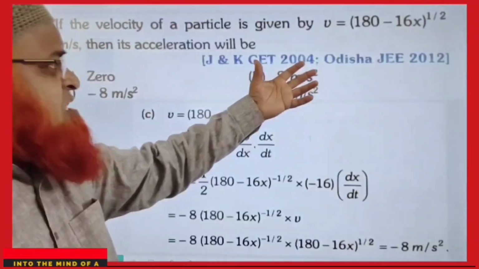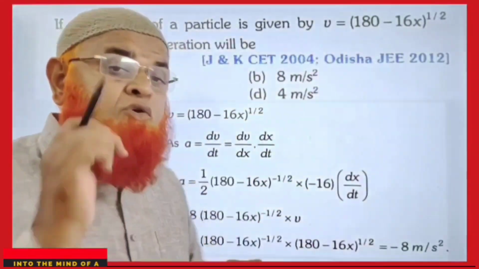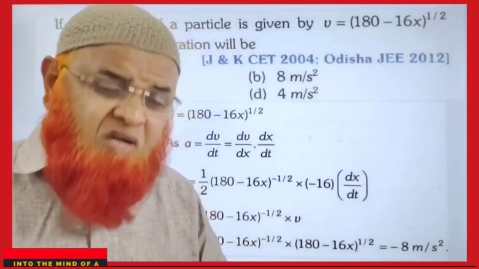Dear students, see the question, see the differentiation. NEET students, do you want to bypass this differentiation and do it in a simple shortcut method?